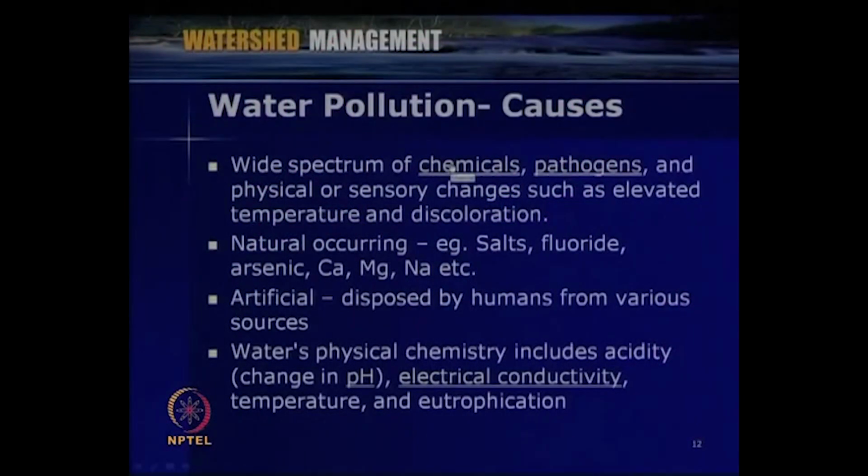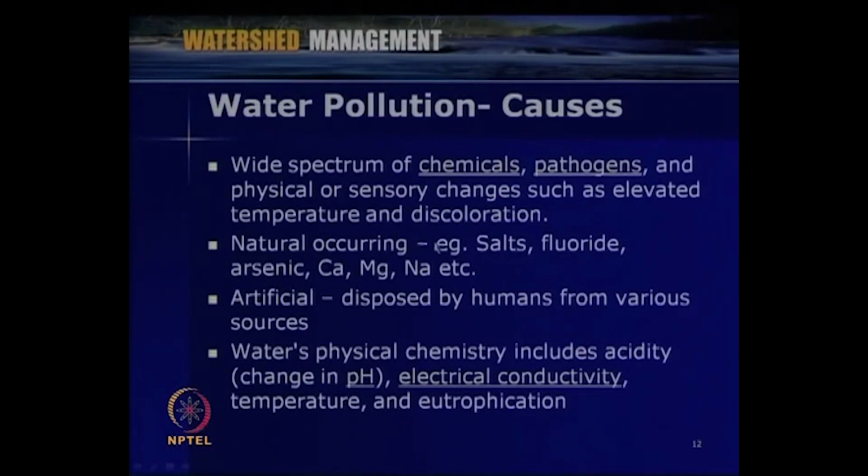In this slide, a wide spectrum of chemicals, pathogens, and physical or sensory changes such as elevated temperature and discoloration can all be causes of water pollution. When some chemical components exceed certain limits, or when pathogens are introduced into the water, that becomes a cause of pollution. And nowadays a huge amount of water is used for cooling purposes in thermal power plants. So, temperature becomes another source of pollution.